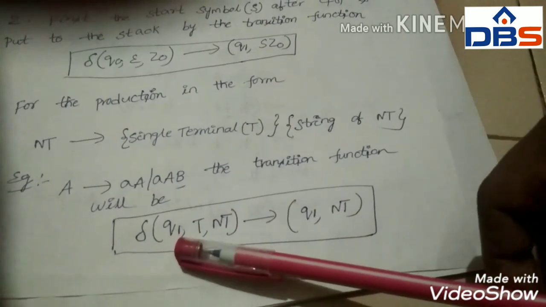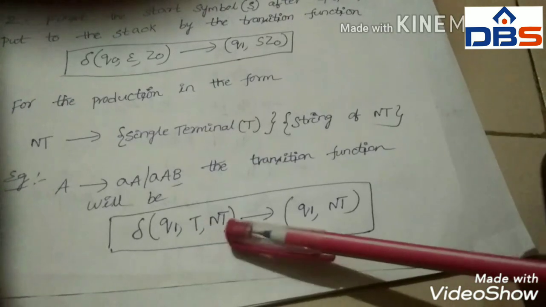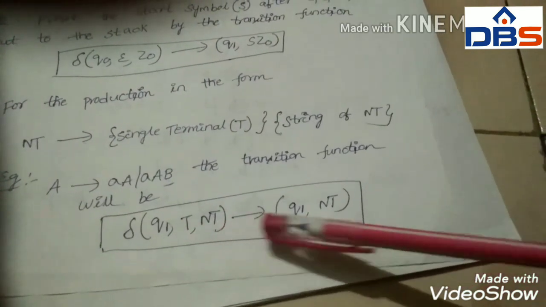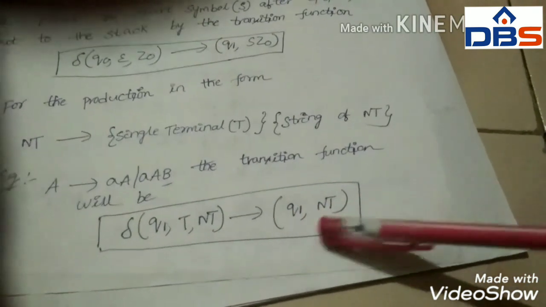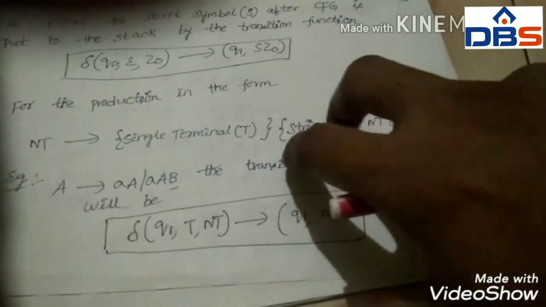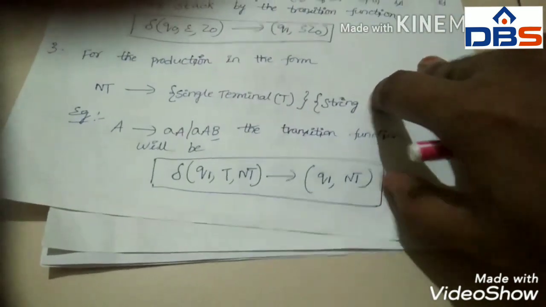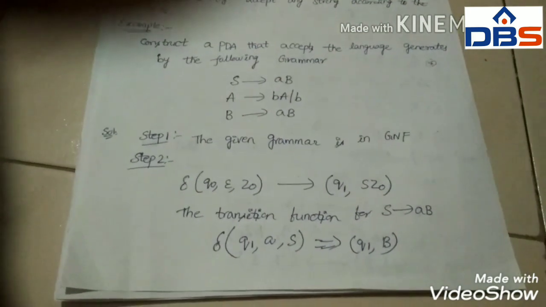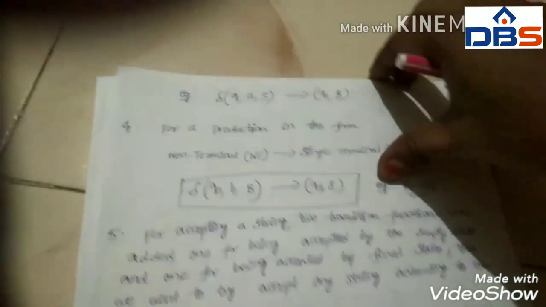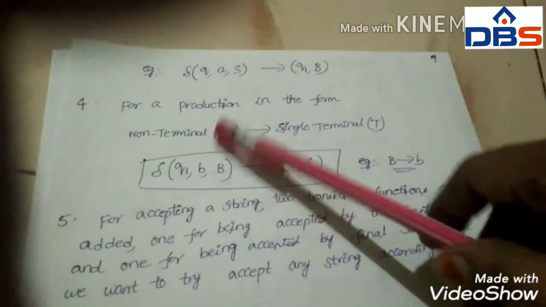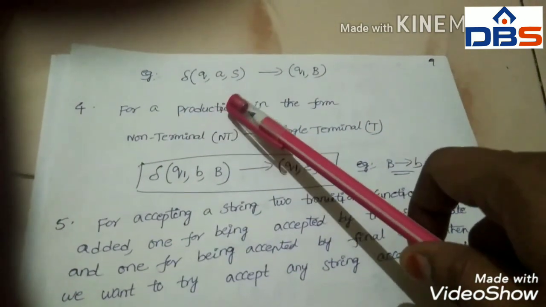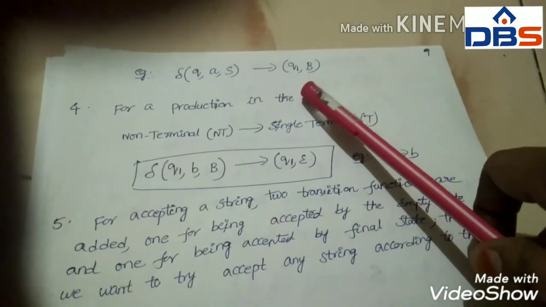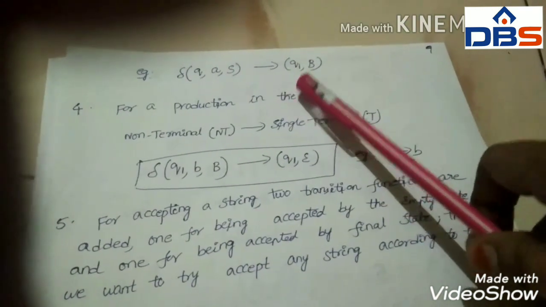The transition function is like this: delta of q1, t, nt. Here t means terminal, nt means non-terminal. Here q1 comma non-terminal, where q1 is the next state. Next, this is the third step. This is the example: delta of q, a, S, meaning the start symbol, goes to q1, b. It is a next state transition. It will be like this.